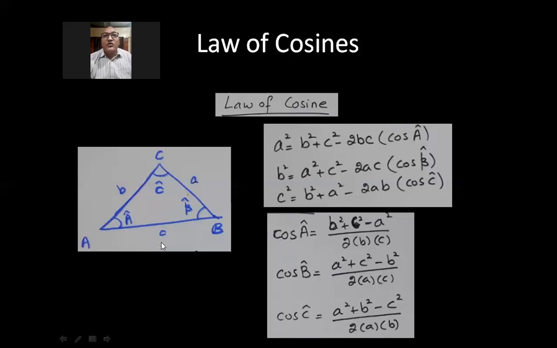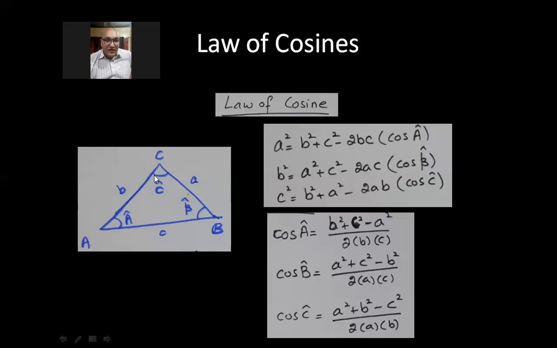For example, if you know all the three sides of a triangle, and you want to find out the angle A, then you can use this shape of the formula. For the angle A, the formula will be cos A equals b square plus c square minus a square divided by 2 into b into c. If you want to find out the angle B, the formula will be cos B equals a square plus c square minus b square divided by 2 into a into c.